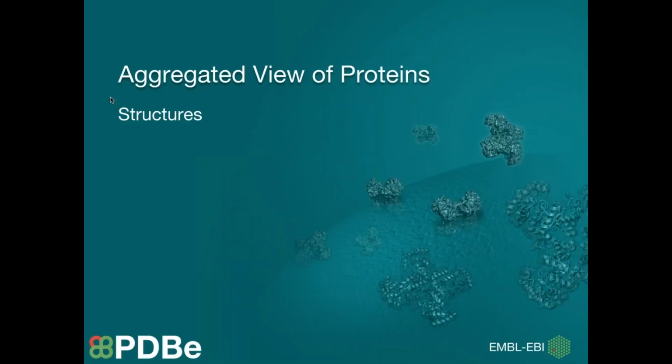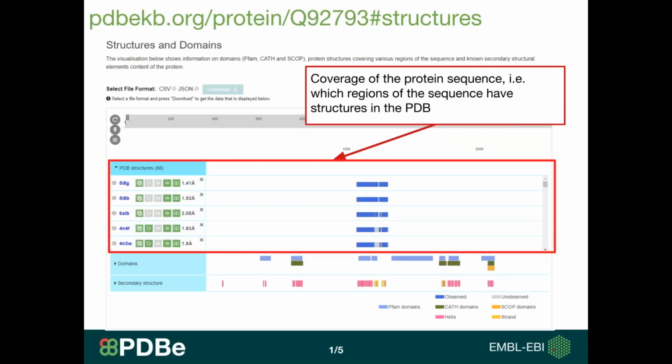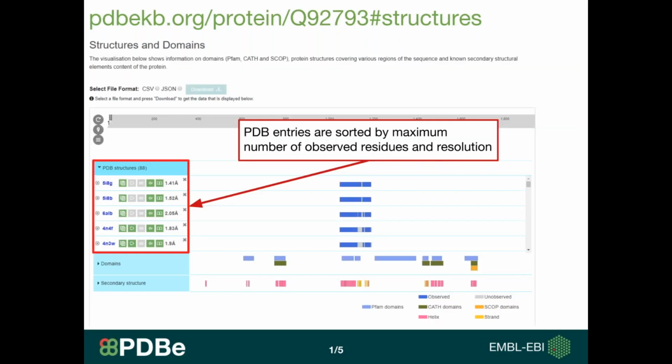Like I mentioned, we are using ProtVista in several locations, and one such location is the structural coverage part. In the structures and domains section, we use ProtVista to show the coverage of the UniProt sequence in terms of the available PDB structures. These are the PDB entries that are available for this particular sequence, and these are sorted first by the number of observed residues and second by resolution.